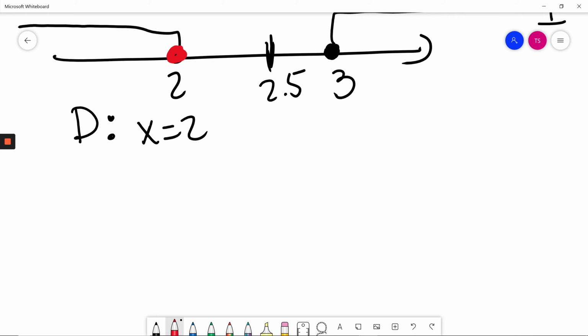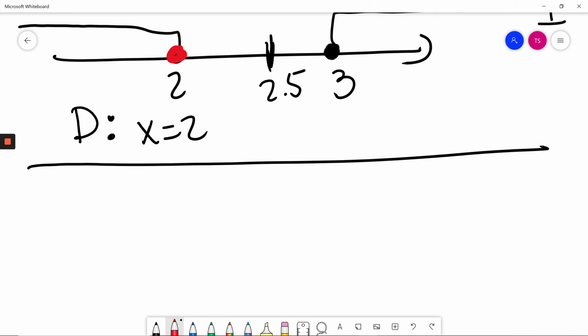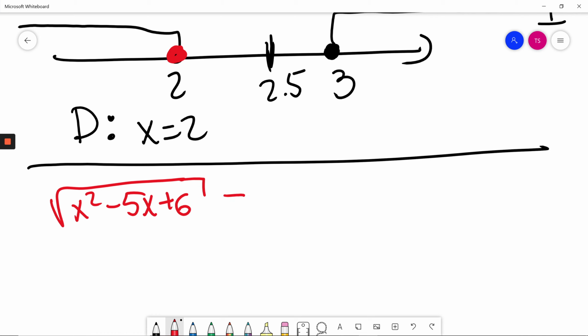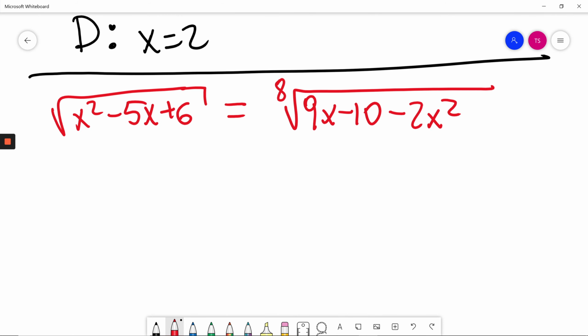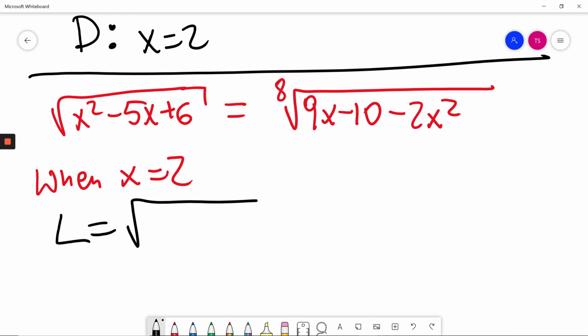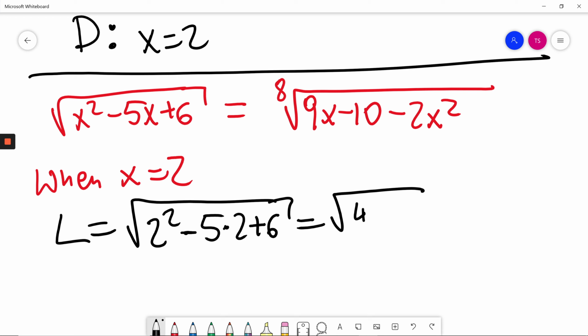My equation was the square root of x squared minus 5x plus 6 equal to the 8th root of 9x minus 10 minus 2x squared. And the domain again is only x equals 2. So I will check when x is 2. The left side of this equation is the square root of 2 squared minus 5 times 2 plus 6, which is equal to 4 minus 10 plus 6, which is just the square root of 0. The square root of 0 is 0.